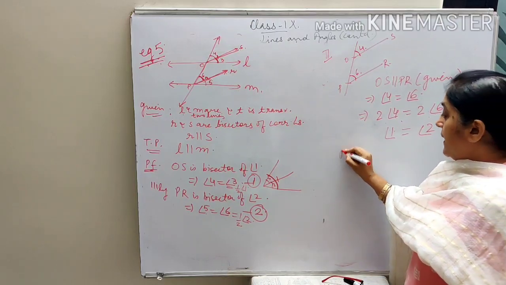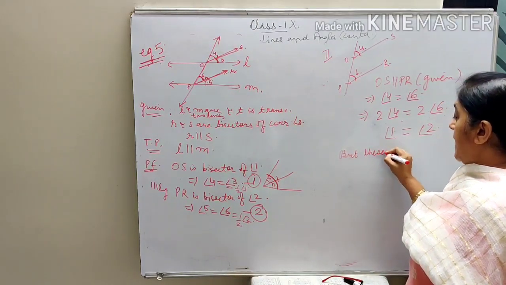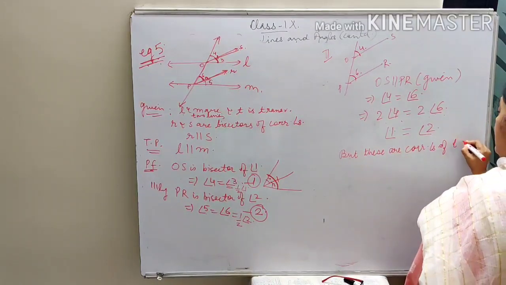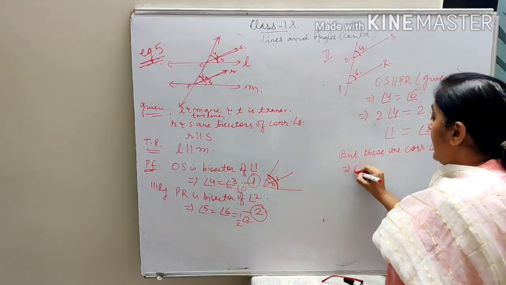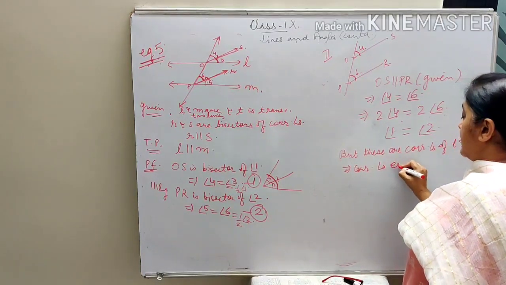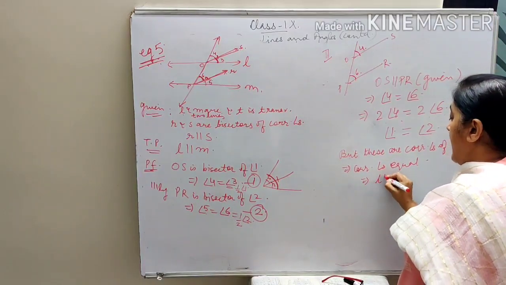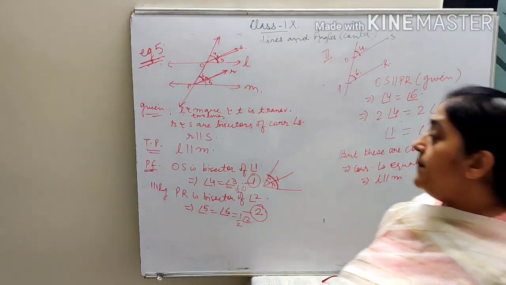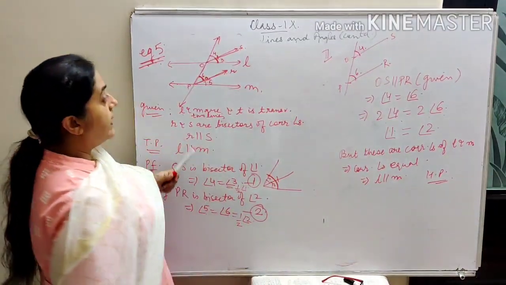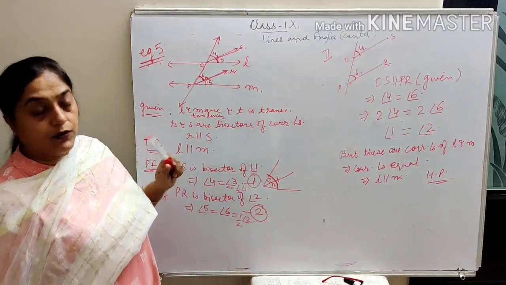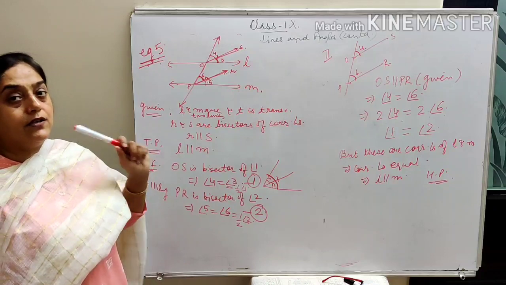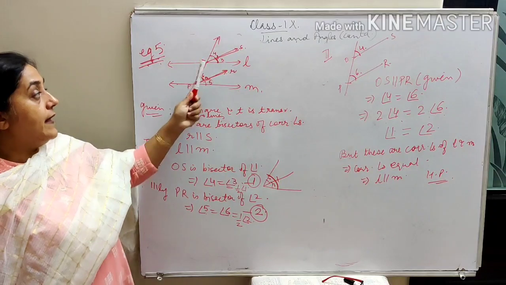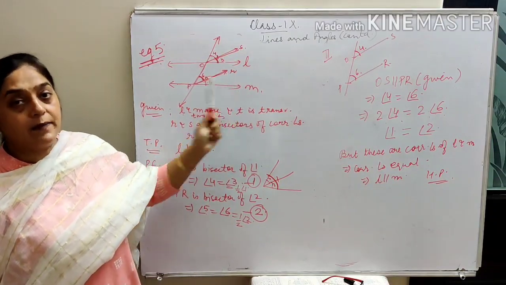But अब यहाँ क्या लिखेंगे? But these are corresponding angles of L and M. This implies corresponding angles equal implies L parallel M. Hence proof. It was very simple to understand also. I repeat, what had been given to you? You had been given two lines and the bisectors of their corresponding angles. Bisectors of their corresponding angles were parallel. On that basis, we had to prove that L is parallel to M.